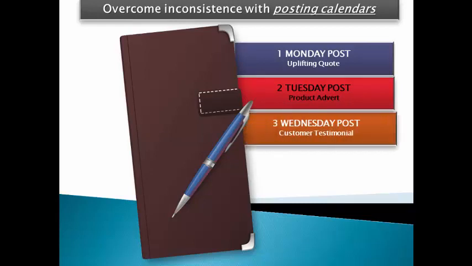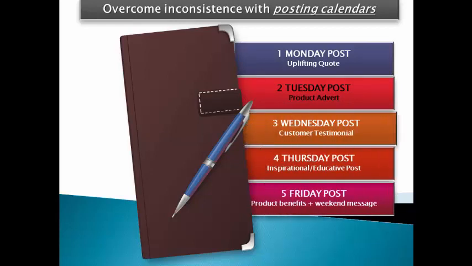So here's an example of a calendar. This one posts 5 times a week, so Monday to Friday. You can decide that on Monday I'll be sharing an uplifting quote. This can be a motivational quote or a scripture if it's appropriate for the type of page that you have. You can decide that on Tuesday I'm going to post a product advert. On Wednesday I'll be posting customer testimonials or something about the customers. On Thursday I'll be posting something inspirational or something educative. Then on Friday, I'm going to post about the benefits of our products and maybe some kind of weekend message.